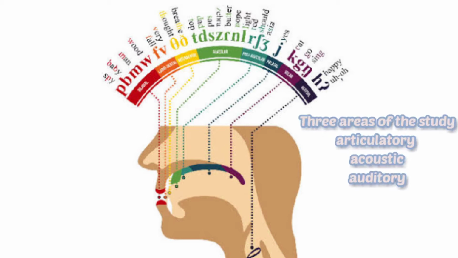There are three areas of study of phonetics. The first one is articulatory phonetics, the second one is acoustic phonetics, and the third one is auditory phonetics. Let's start off with articulatory phonetics.